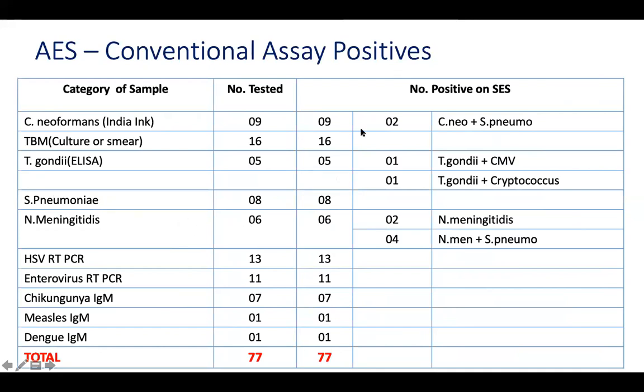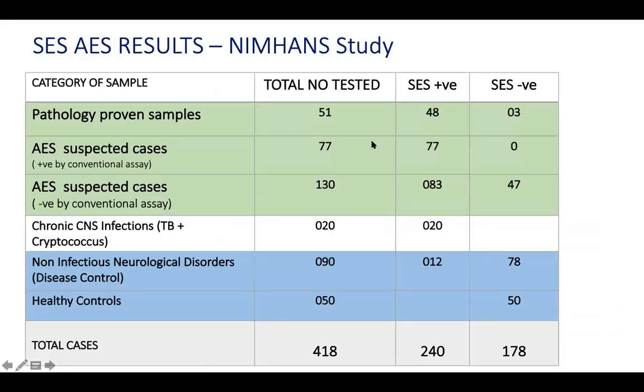Even more interesting, among cases of immunosuppression and HIV cases, we got Cryptococcus neoformans. In 2 cases, we detected Cryptococcus neoformans plus Streptococcus pneumoniae. Among Toxoplasma gondii cases, we detected 1 Toxoplasma gondii plus CMV, and Toxoplasma gondii plus Cryptococcus. Among immunocompetent individuals, among 4 children whose samples came from the Northeast to NIMHANS, we got Neisseria meningitidis and Streptococcus pneumoniae polymicrobial detection. So we got 77 out of 77 detected by the 41-test algorithm. Not only that, we also detected additional polymicrobials.